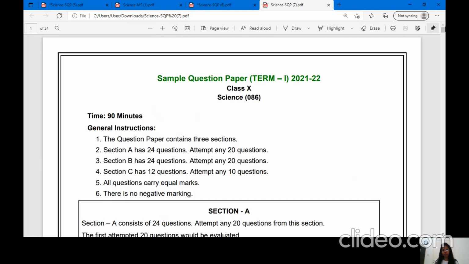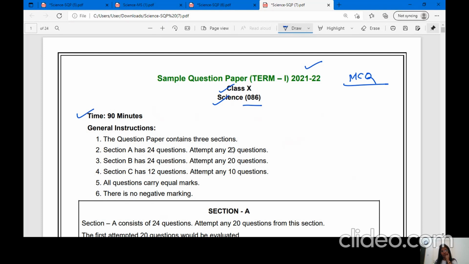This term 1 will be totally multiple choice questions. All questions will be multiple choice questions. Because this 21-22 year is a pandemic year, CBSE has given little relaxation, and we will become masters when we practice various kinds of multiple choice questions. This is class 10 science, 086 is the code. Duration is 1.5 hours. Now general instructions.